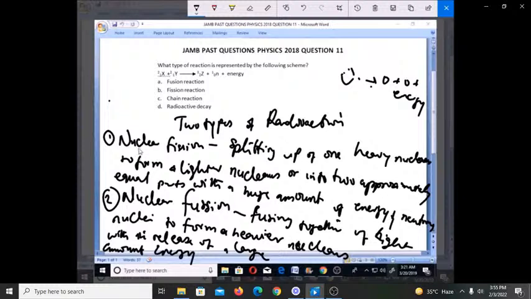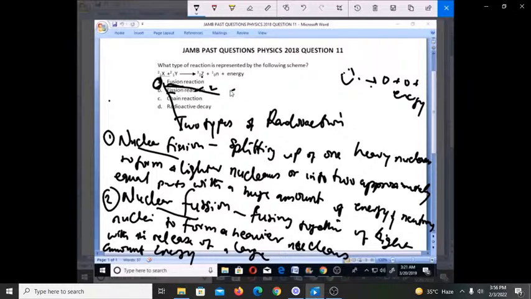So we have nuclear fission or nuclear fusion. Here, when you see fusion reaction, it simply means nuclear fusion, and when you see fission reaction, it means nuclear fission. So which of these explains this? When you look at these nuclei, this is 2 and here is 2, but they form 3. So you have smaller ones coming together to form a bigger one with energy. Here is 1 and here is 1 and here we have 2. So this and this combine to form this. So you can say that this is nuclear fusion because they are coming together to form a bigger one.